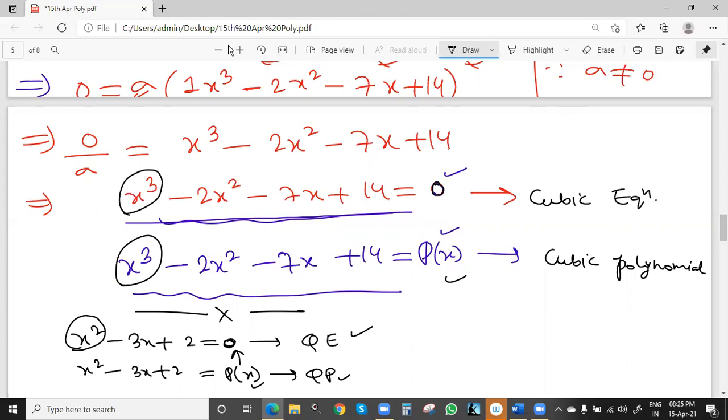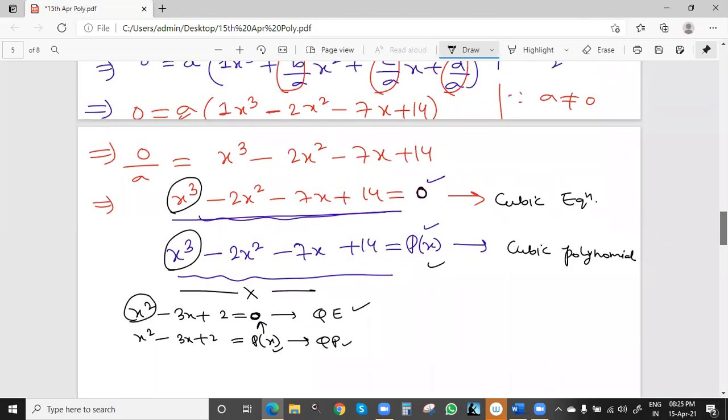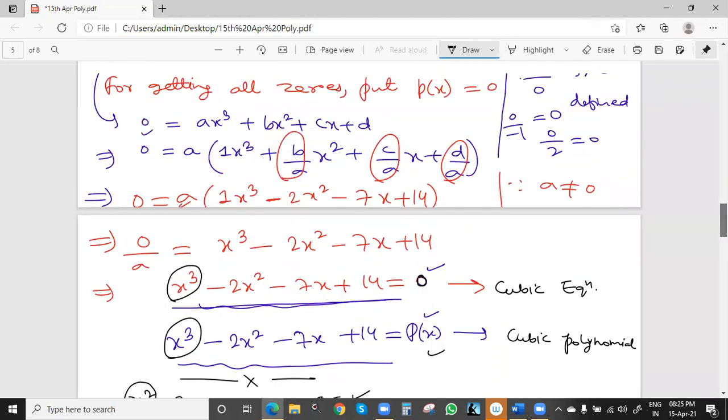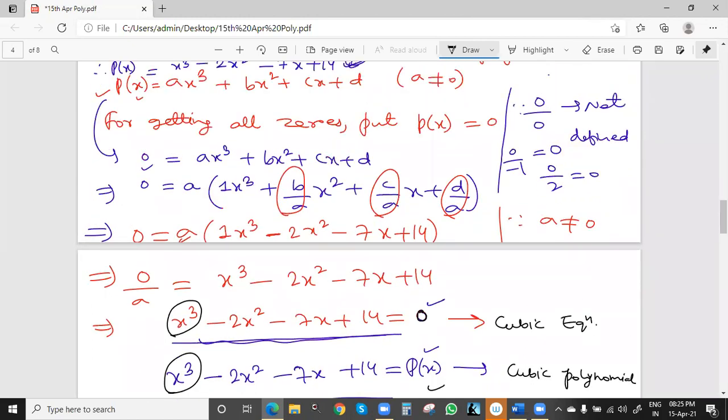Any doubt? Understood? No, sir. Because 0, how did we get it? Because we have taken this now for obtaining zeros. Now this is the method: px will be 0. Yes, px we will take as 0. We can assume 0. Or by definition also we know zeros are the values of x for which px is 0. So by taking px as 0, we can solve.